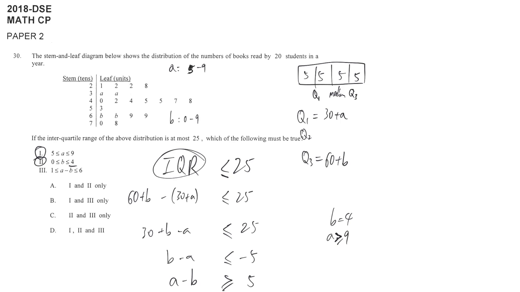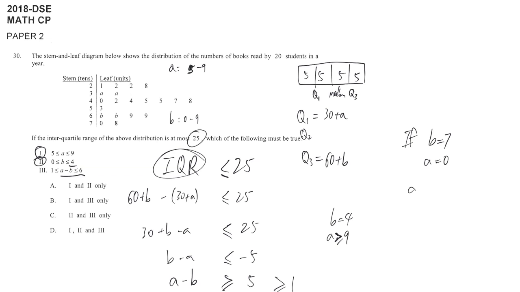And finally, A minus B, is that always larger than 1? The answer is yes, because A minus B is larger than 5, which means larger than 1. But the problem is, is it limited? Cannot be 0 or above. Can it be 7, something like that? Maybe you consider if B is equal to 7, A is equal to 0, it's totally fine. And it still fulfills our requirement here.